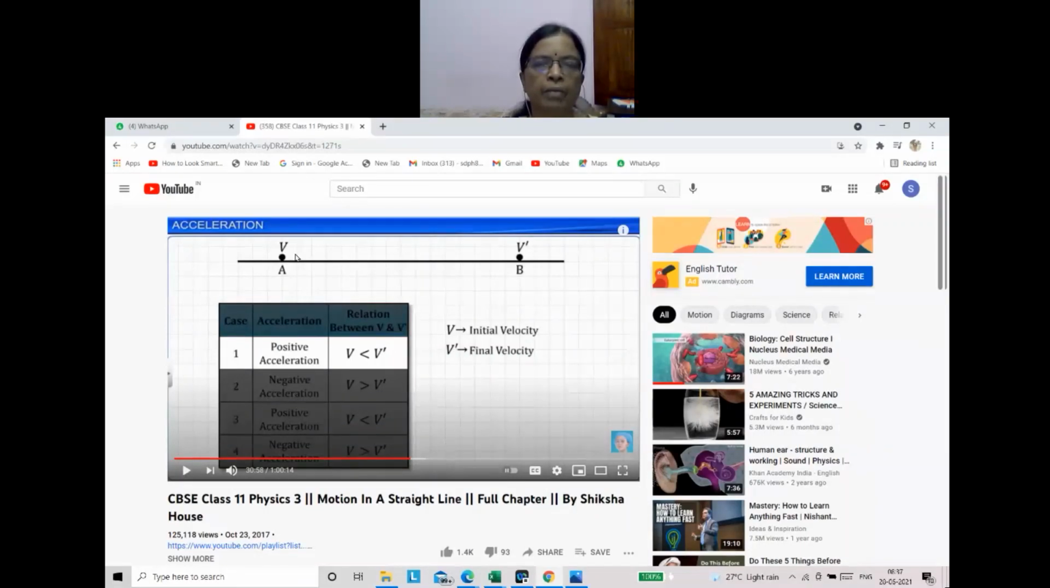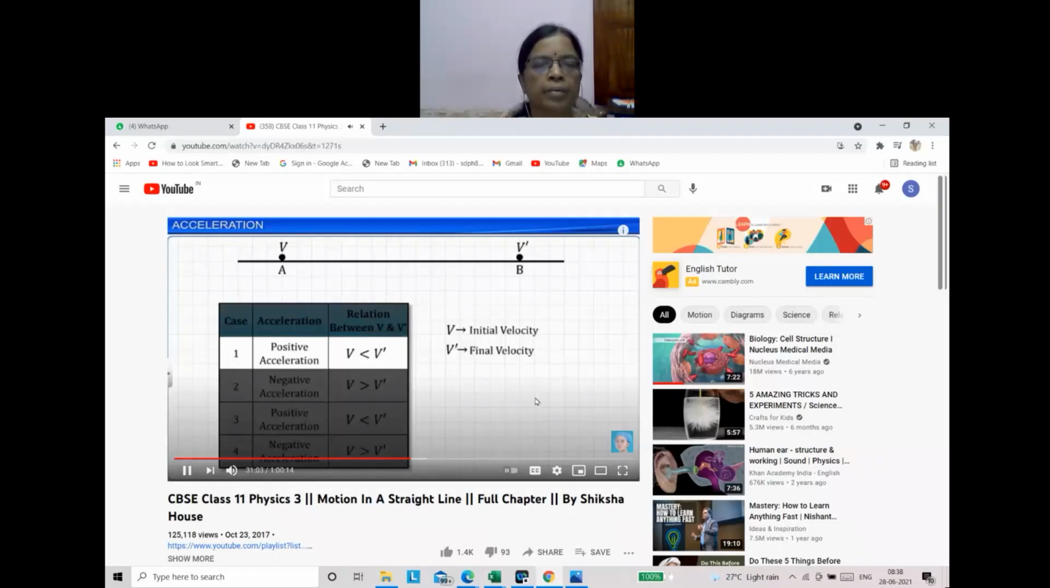V means initial velocity, 0. And it reached 60 km per hour. Final velocity increased from 0 to 60 km per hour. The car starts from rest and increases speed to 60 km per hour. So final velocity is more here, and V dash is more. Initial velocity is less. So we take positive acceleration. That is positive acceleration considered. And what is negative acceleration? Else negative.